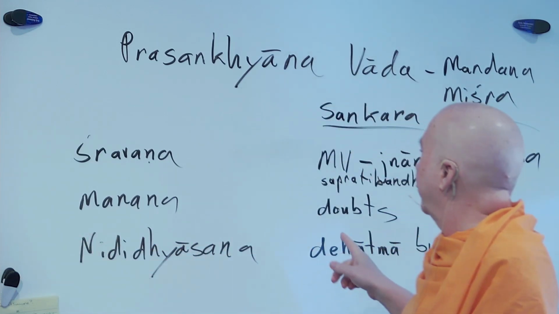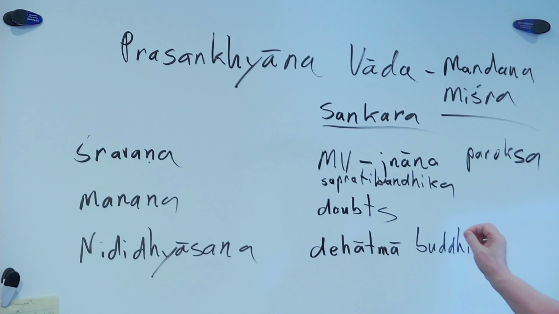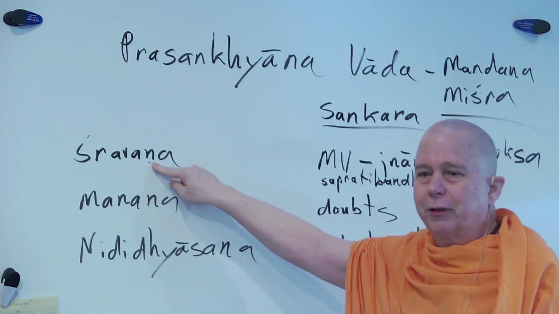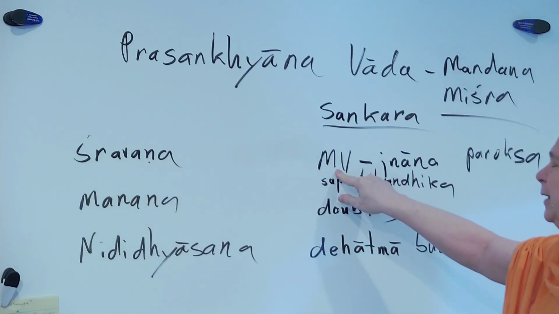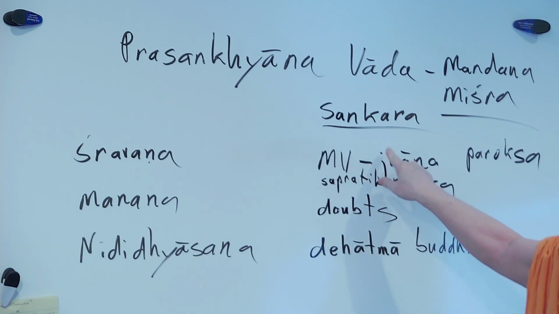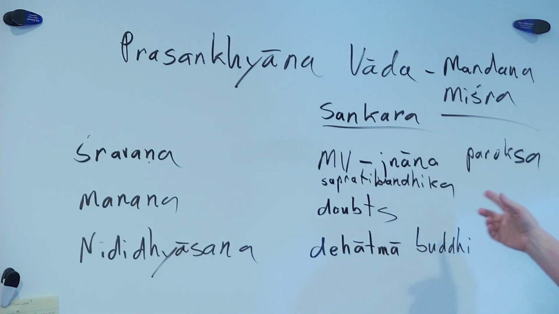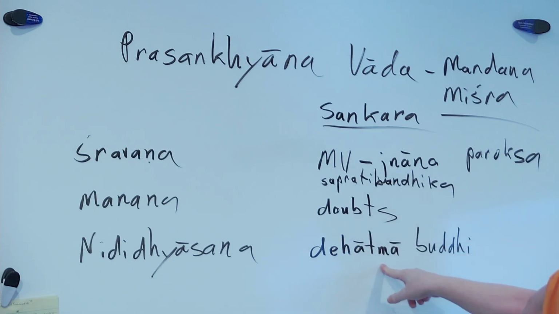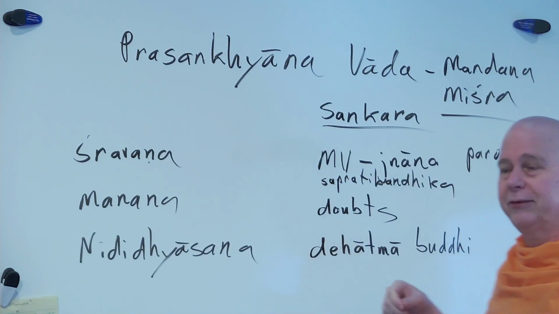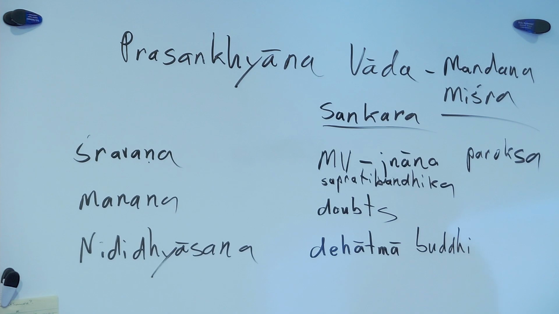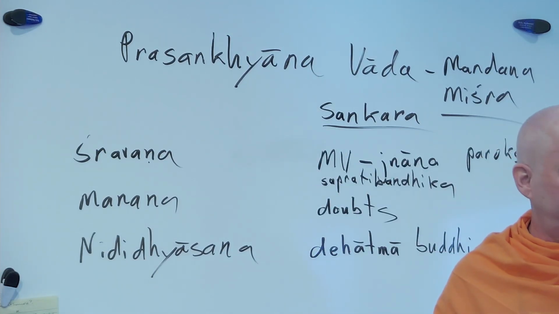So notice, both traditions recognize the fact that in the practice of Shravana, when you make that initial discovery of your true self, you're not done. According to Shankara, you have sapratibandhika jnanam, you have doubts and dehatma buddhi that have to be removed through manana and nididhyasana. And according to Mandana Mishra, you're not done because you don't have direct knowledge yet. So what do you have to do? Am I missing anything here? No. So what do you have to do to get direct knowledge?